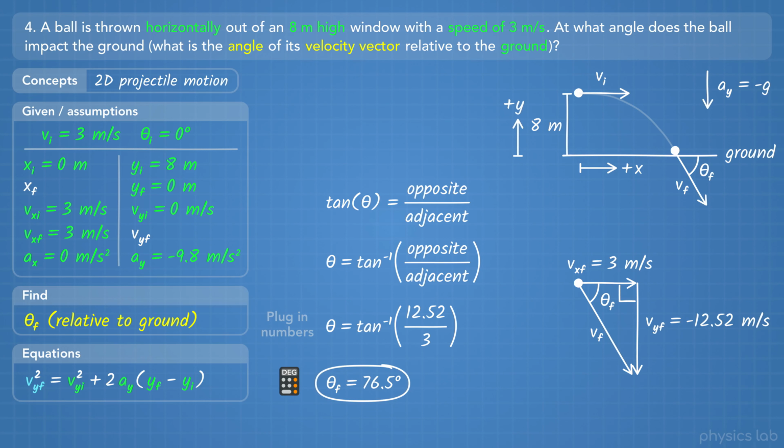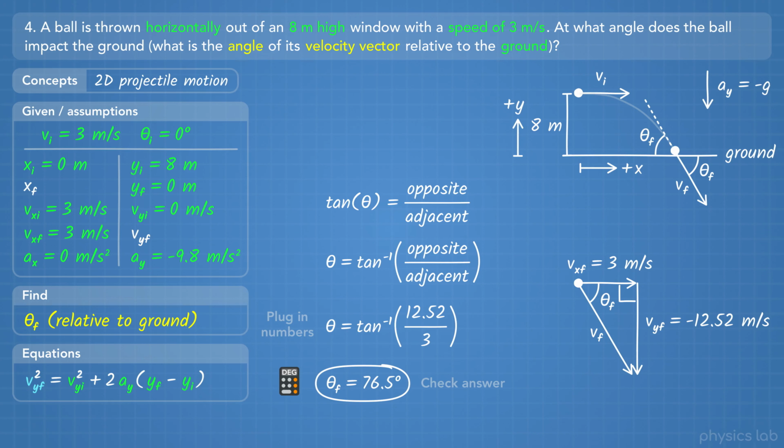Also, make sure your calculator is set to degrees instead of radians. So that's what the question is asking for, the angle between the final velocity vector and the ground. This opposite angle is also 76.5 degrees if you want to think about that as the angle the ball impacts the ground. Now let's check that our answer makes sense.